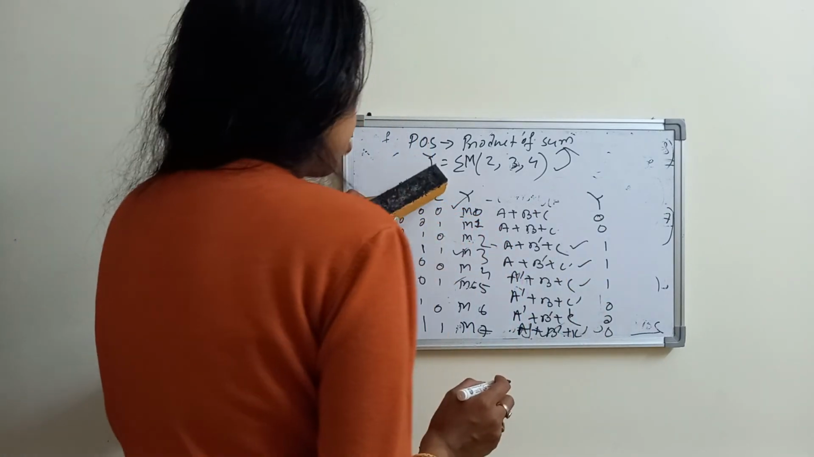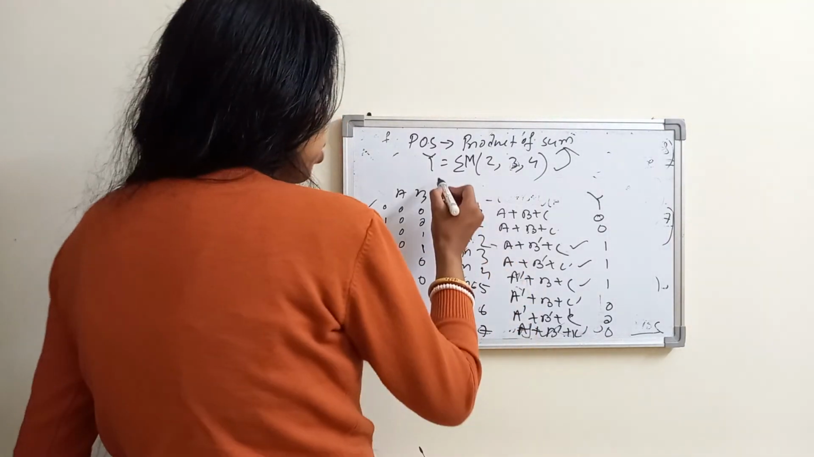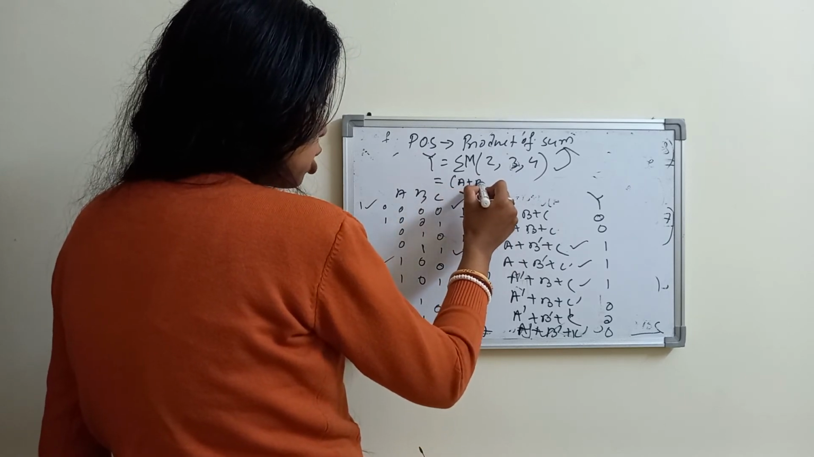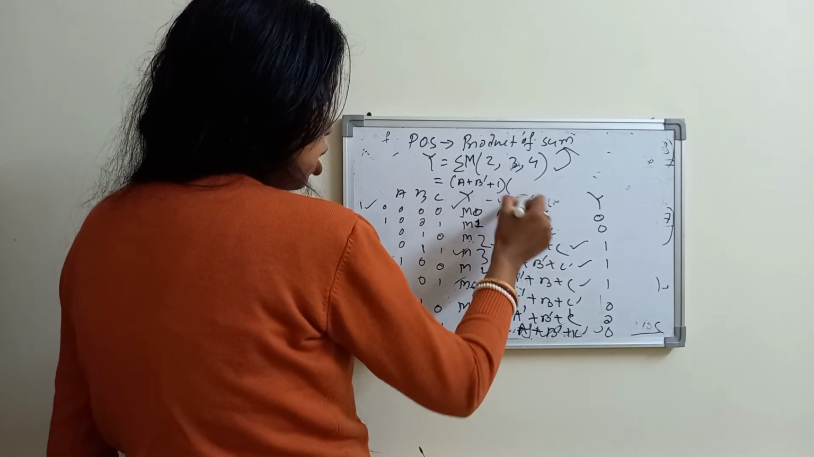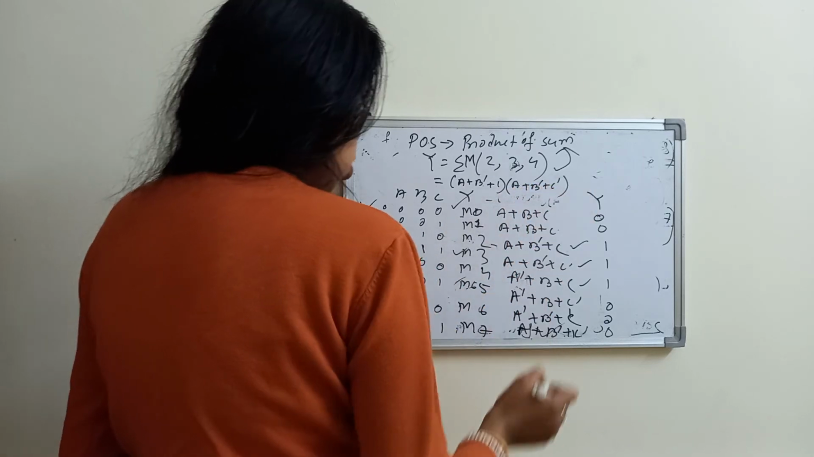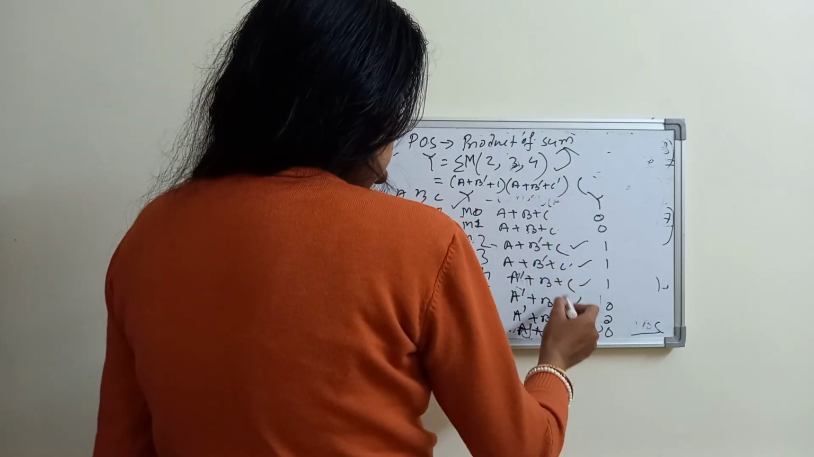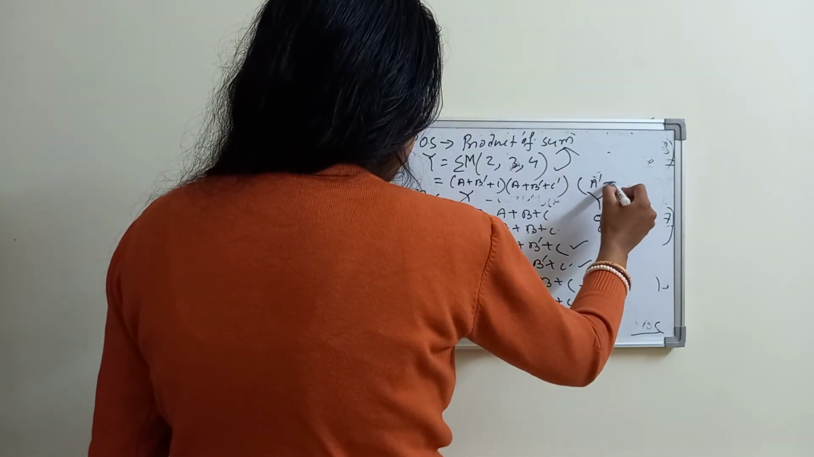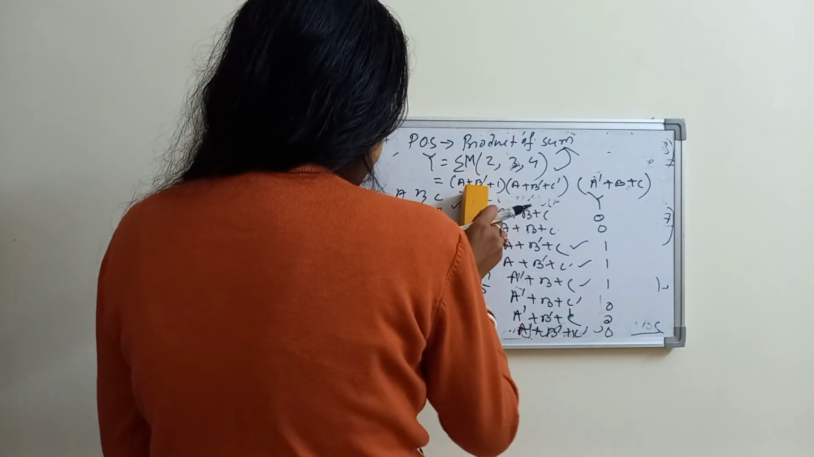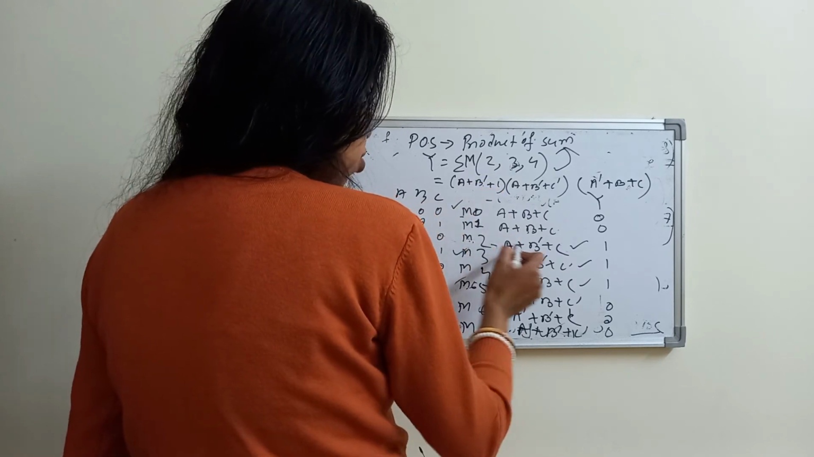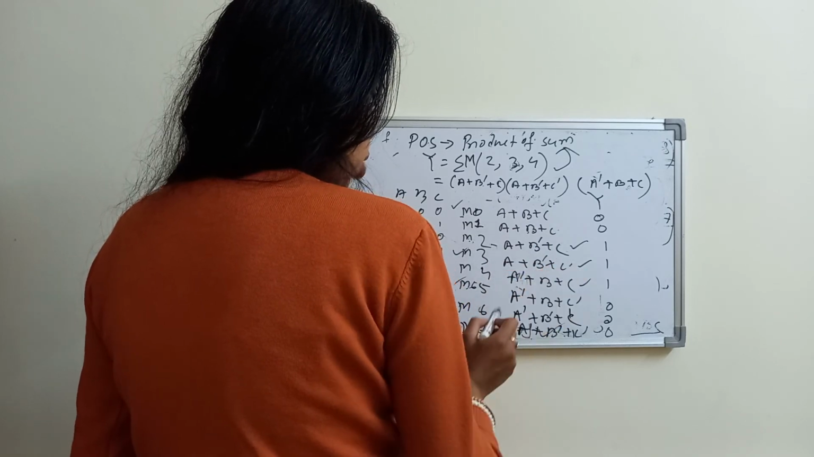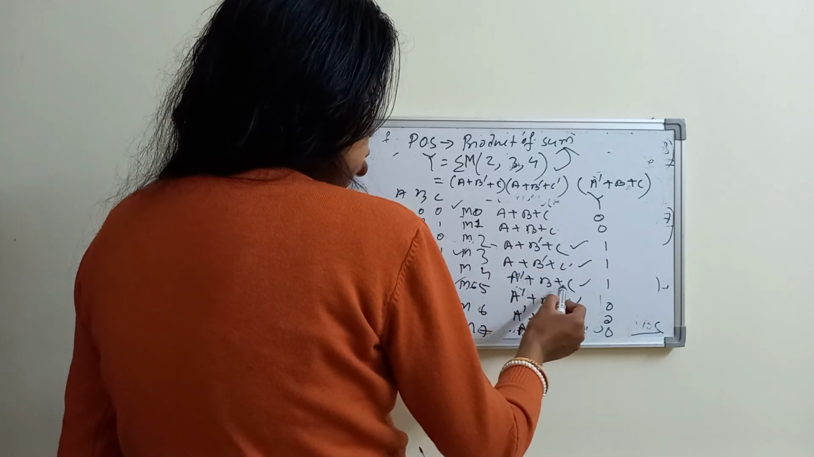Now we want to get the final expression for drawing the circuit. What will be the expression? M2 means this one, right? A plus B prime plus C. M3 means this one, A plus B prime plus C prime. And M4 means A prime plus B plus C. So M2, M3, M4 I have written: A plus B prime plus C, here it is A plus B prime plus C prime, and here it is A prime plus B plus C.